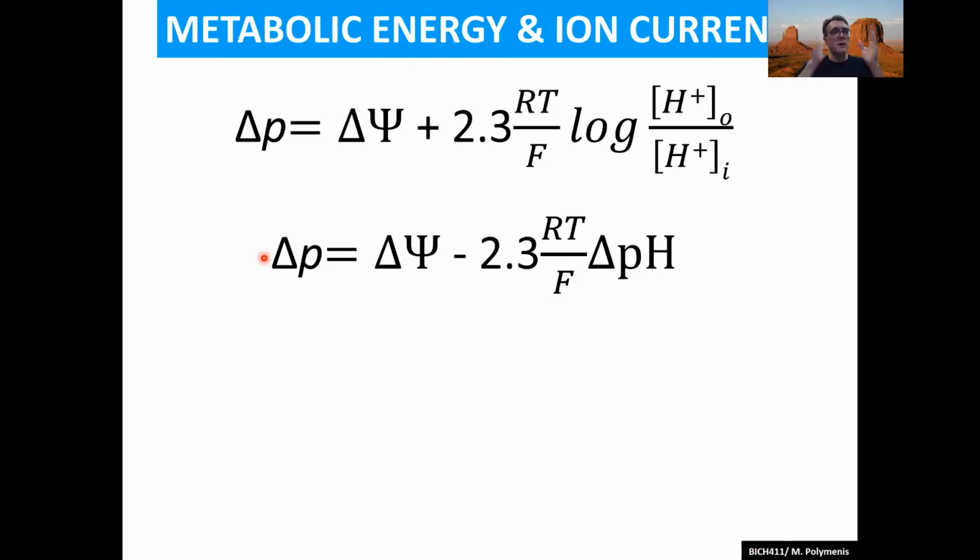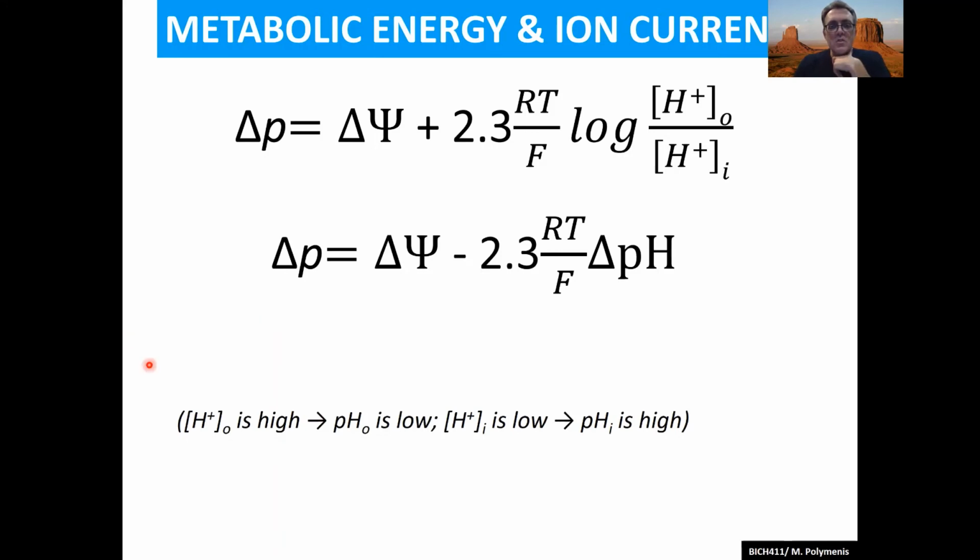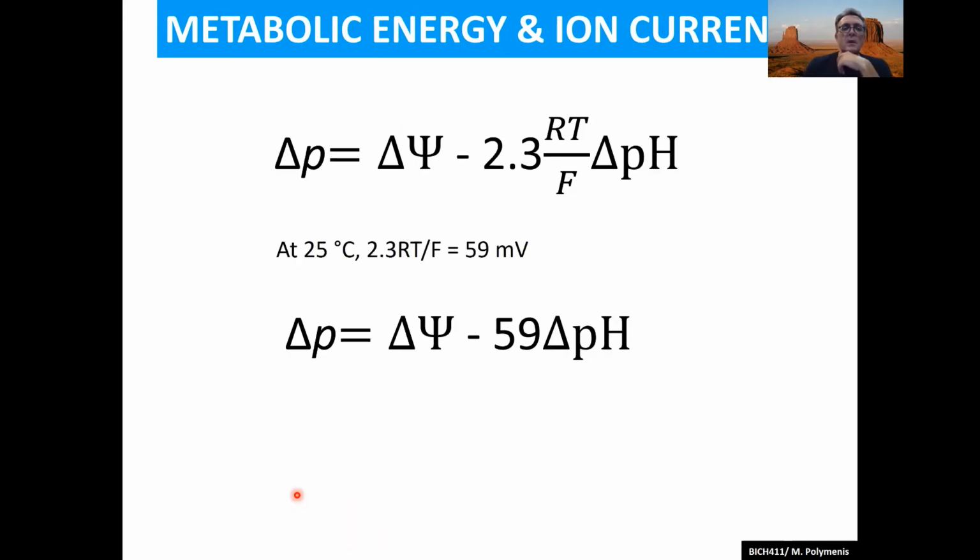It's quantifiable. You can put a number to it, and you know exactly how much power you have to make stuff, ATP, let's say. Just to remind you here that when the pH is low, the concentration of protons is actually very high. So remember that. All right.